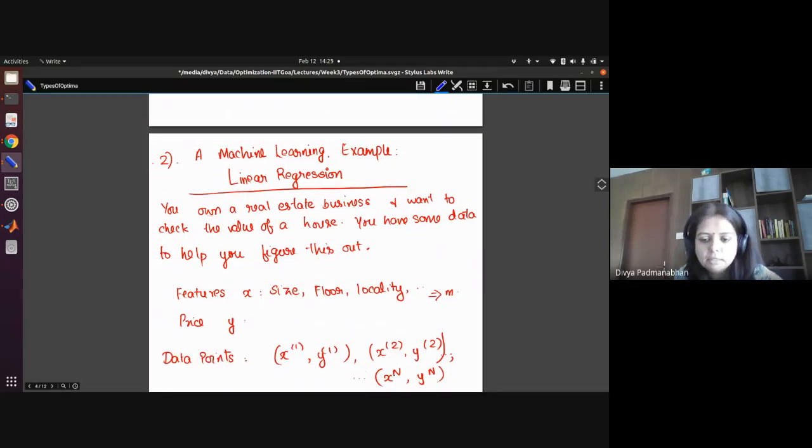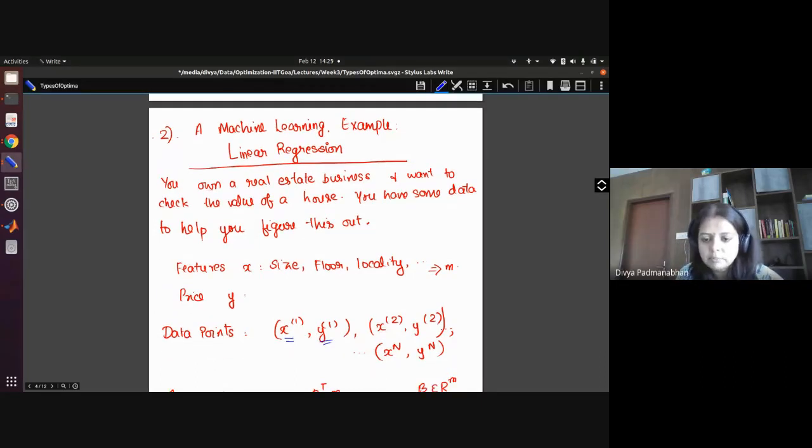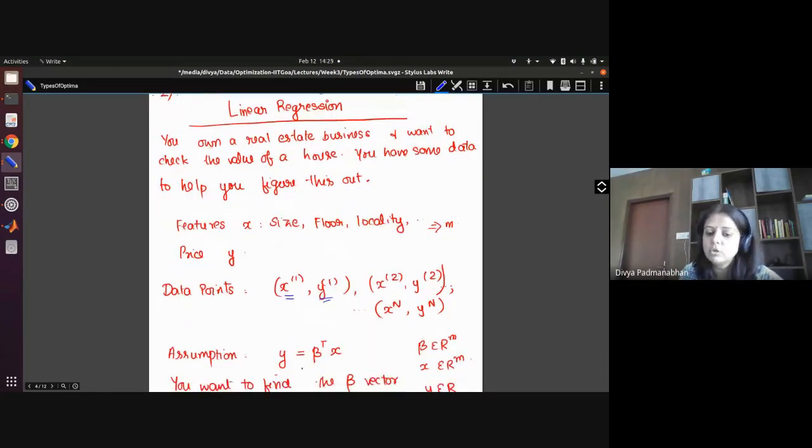There are n such houses with the details of which you already know. So x1 is a vector which gives the features. Suppose there are m features. This is going to be a vector of size m, and this is going to be a single number y. So you have n such tuples. Now, one assumption that you could make is that the price is a linear function of these features.